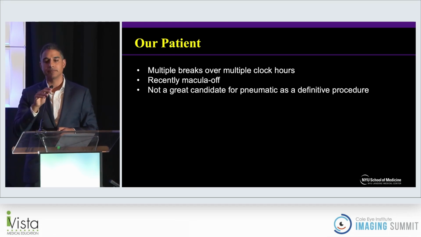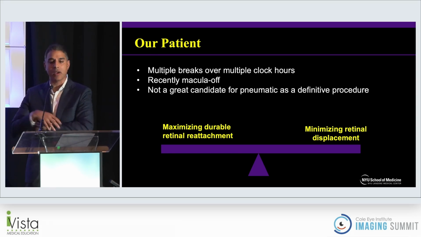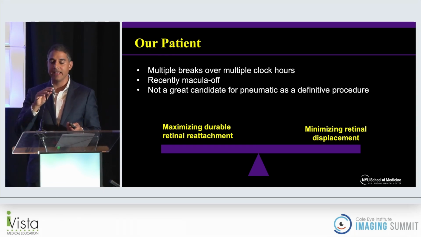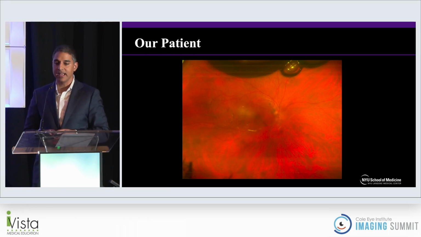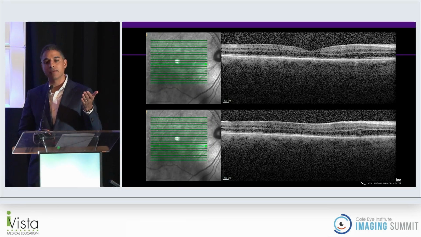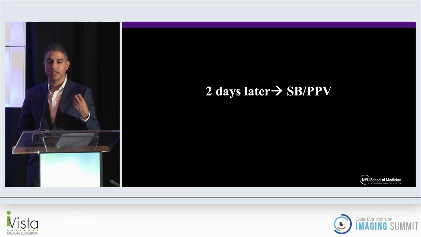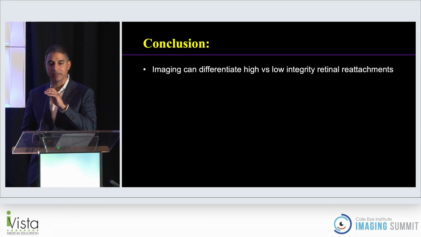So let's go back to our patient. Multiple retinal breaks, multiple clock hours, recently macula off. Not a great candidate for a pneumatic as a definitive procedure, given the fact that there was lattice and multiple breaks. So how do you maximize durable retinal reattachment and minimize retinal displacement? And this is something I've been doing a little bit more of late, which is, in this case, I did a temporizing pneumatic. So this is the patient on day one. And you'll notice, again, outer retinal folds when you look at the OCT on day one. But then I followed it up with something a bit more durable, which is a buckle and a vitrectomy for this patient.